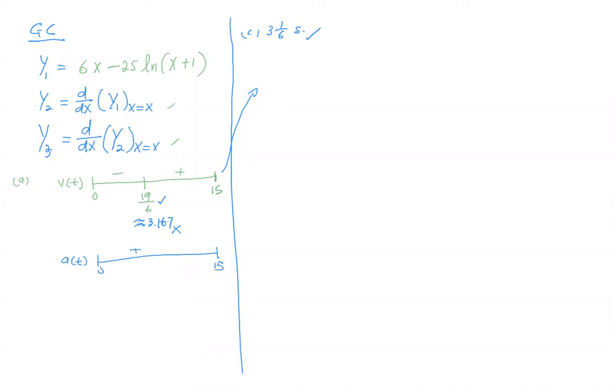And it's always positive. So we will say, when you say motion, you have to tell me the direction. You say, okay, from 0 to 3 and 1/6 second, the first 3 and 1/6 second, the particle is moving to the left with increasing or decreasing velocity? With increasing velocity.